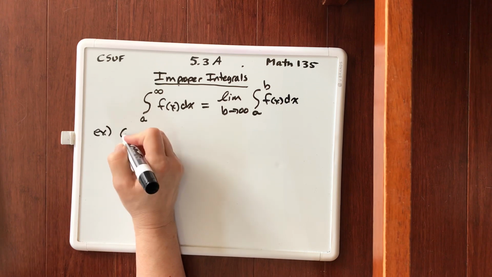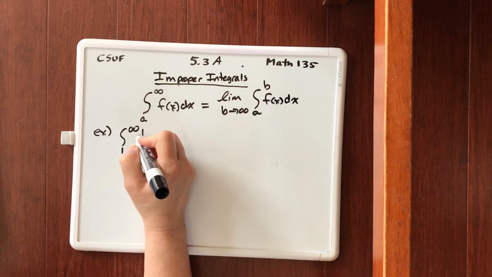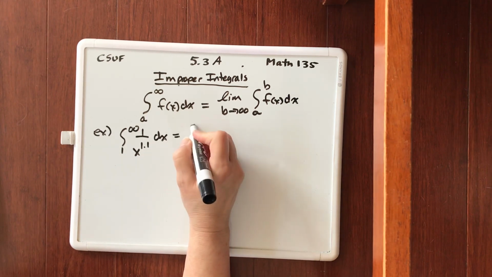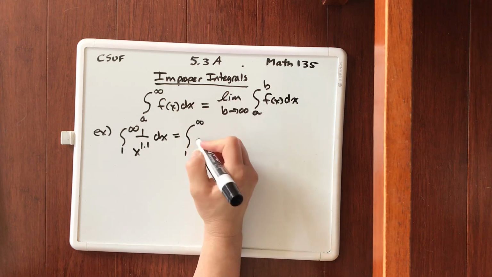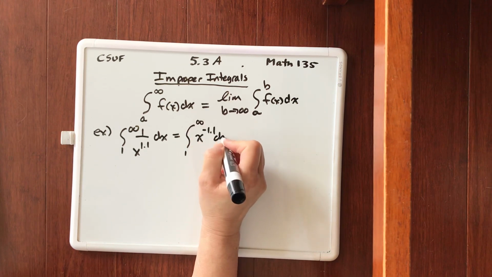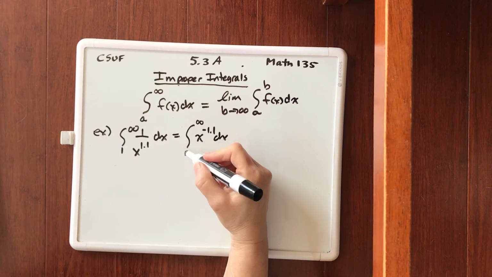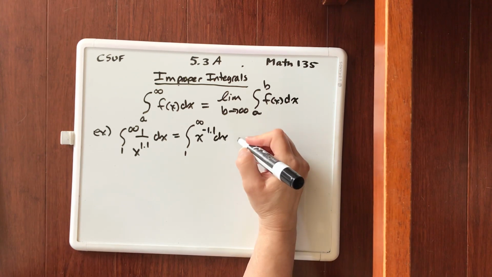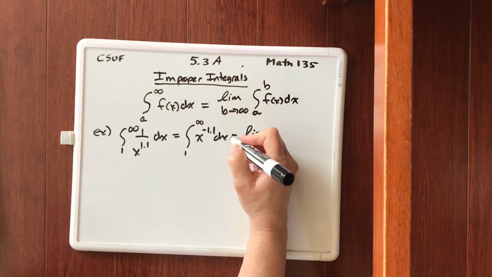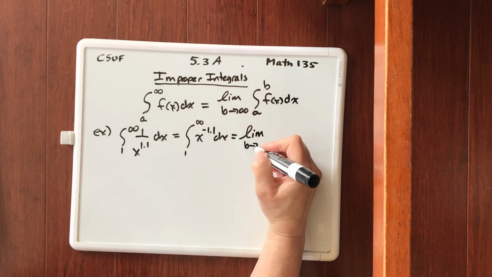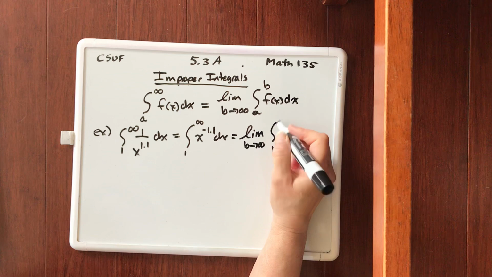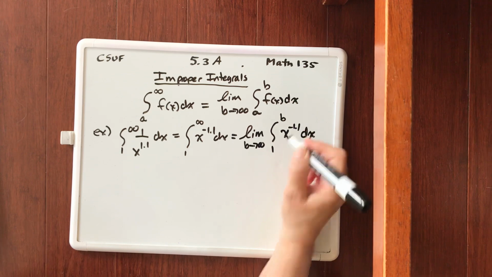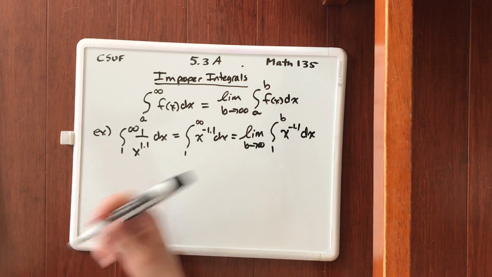If we integrate from 1 to infinity 1 over x to the 1.1 dx, that equals the integral from 1 to infinity of x to the negative 1.1 dx. And since it is an improper integral in the sense that it's going to infinity, we're going to take the limit and rewrite this as the limit as b approaches infinity of the integral from 1 to b of x to the negative 1.1 dx. Okay, so let's continue.